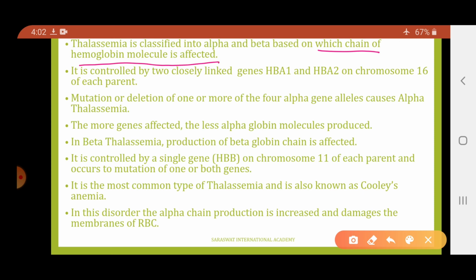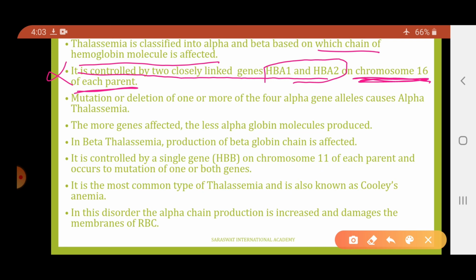Now, it is controlled by two closely linked genes. Basically, we are talking about alpha thalassemia. So, alpha thalassemia is controlled by two genes. Names of the genes are HbA1 and HbA2. And where are these genes located? They are located on chromosome 16 of each of the parents. So basically, there are two linked genes HbA1 and HbA2 on chromosome number 16.